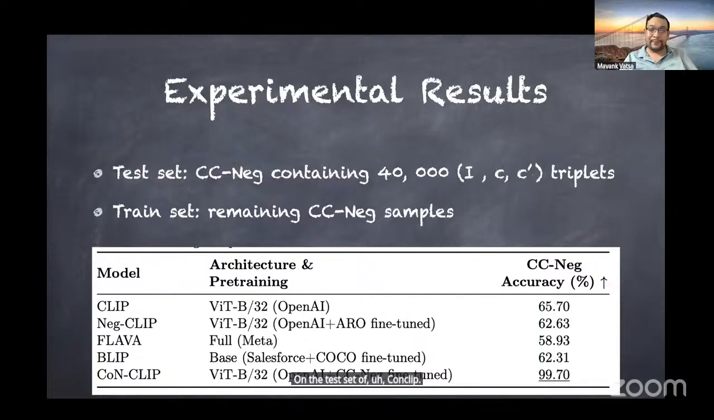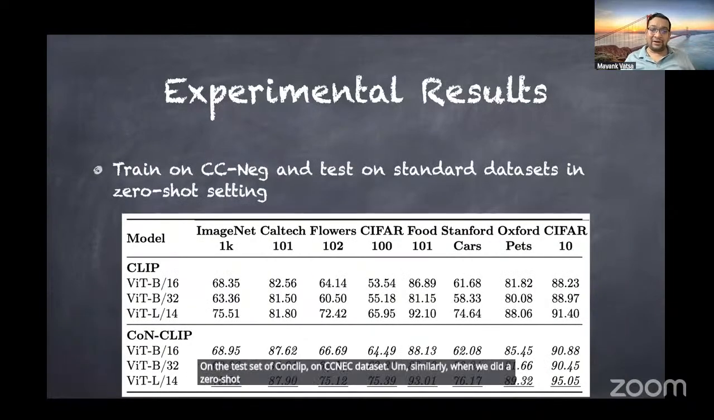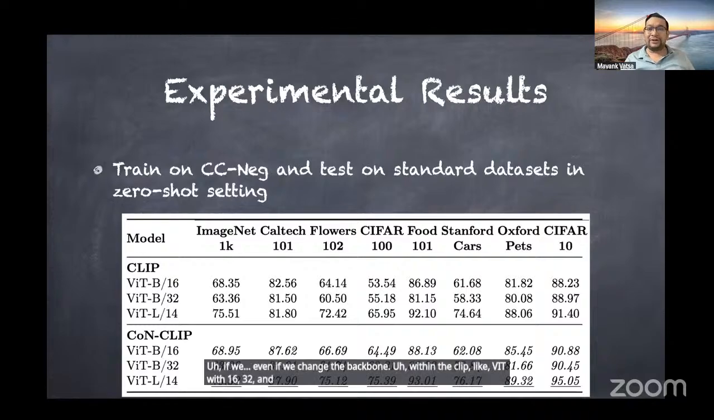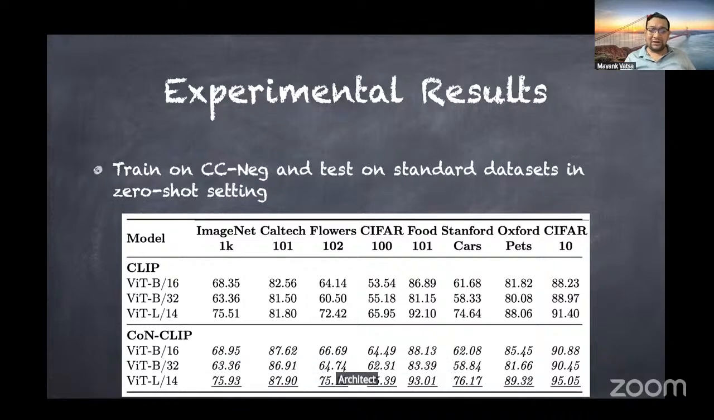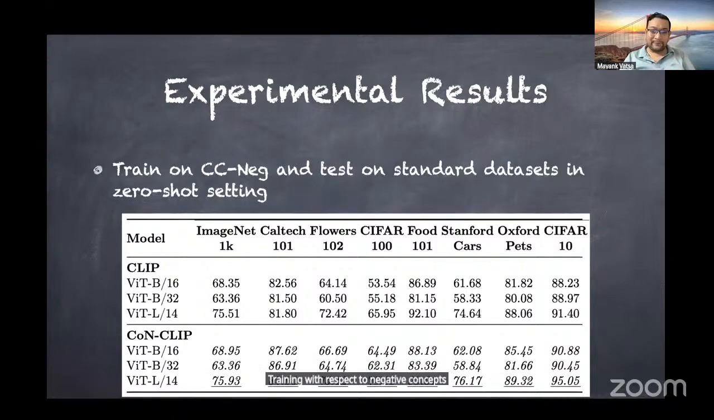Similarly, when we did a zero-shot setting on multiple datasets like ImageNet and Caltech, we realized that even if we change the backbone within CLIP, like ViT with B/16, B/32, and L/14 kind of architectures, we consistently saw the improvement that comes from training with negative concepts as well.